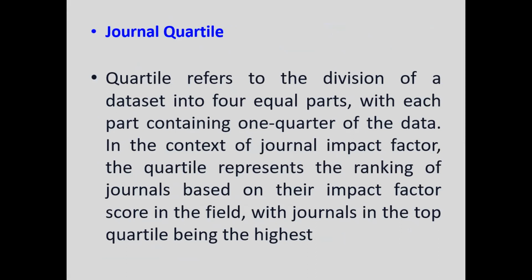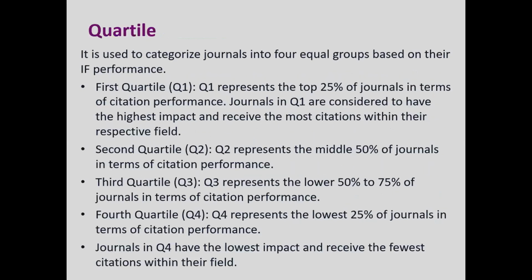The ranking, as I told you just now, the first 25% is Q1. The second 25% is Q2, and then Q3 and Q4. I don't want to take more time on this because it is the same thing, and I also shared the slide with you. The first quarter, Q1, is the top 25%. The second is up to 50%. Then Q3 is from 50% to 75%. The rest are Q4. And the journals in Q4 have the lowest impact factor and receive the fewest citations.